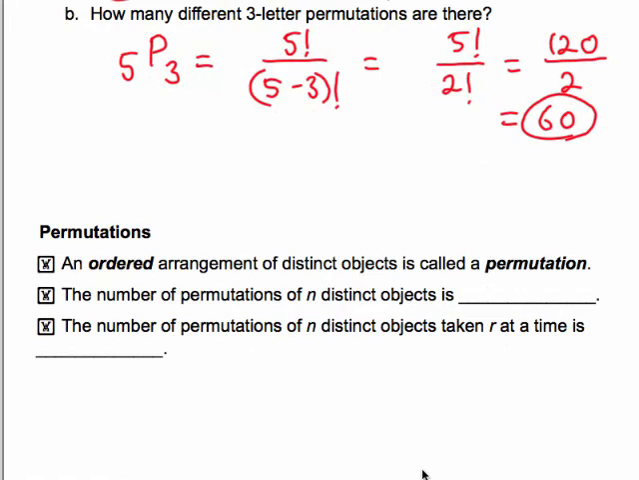And so just to generalize some of these major results that we have so far. An ordered arrangement of objects is what we call a permutation.